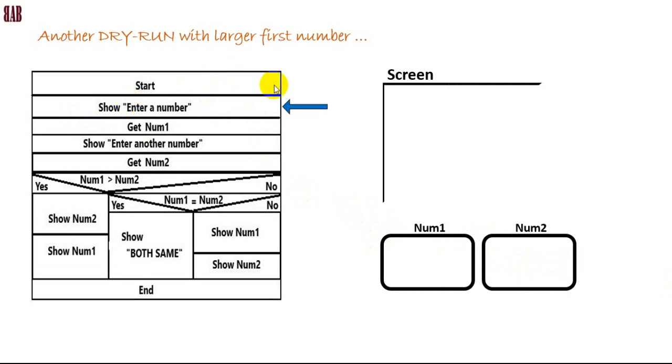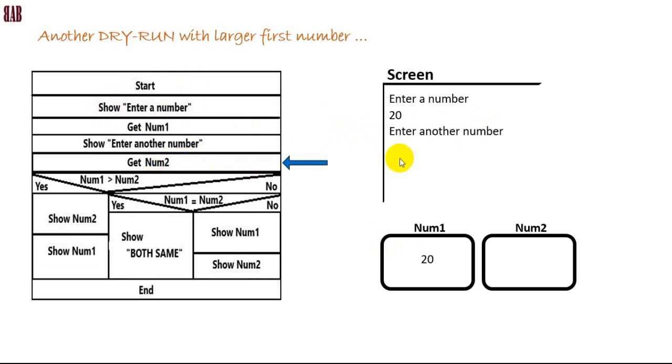Always in a chart, go from top to bottom, one by one, unless there is a condition where you decide and go on to either of the sides. So in this case, you are here, show enter a number, message appears, then you wait for the number one. User types a number, say 20 this time. So num1 will take 20. Then you go to the next line and say enter another number, that message will come. Then wait for the number, num2.